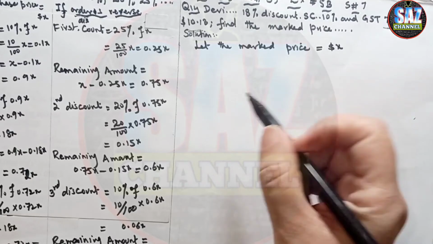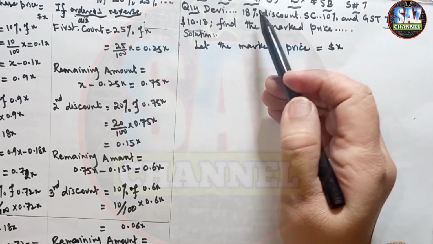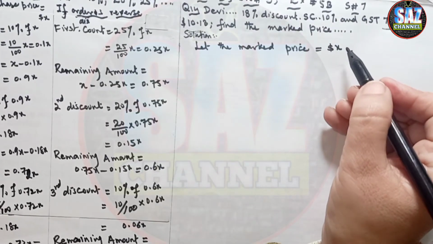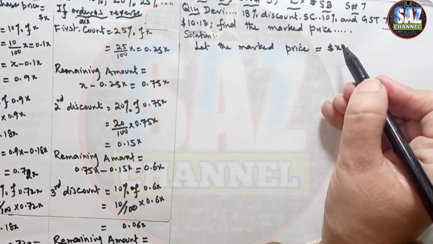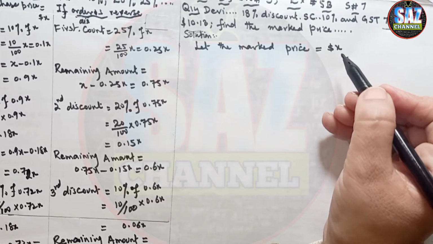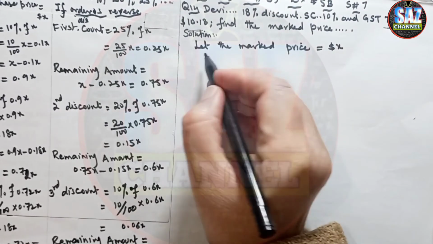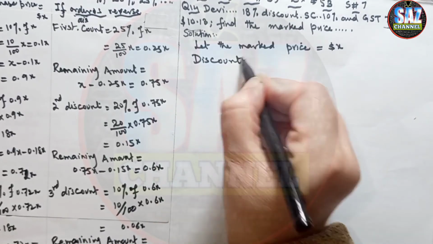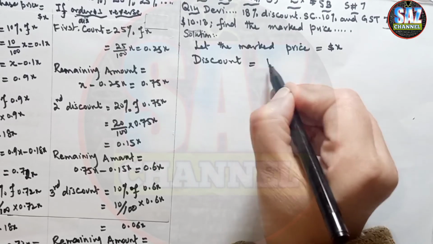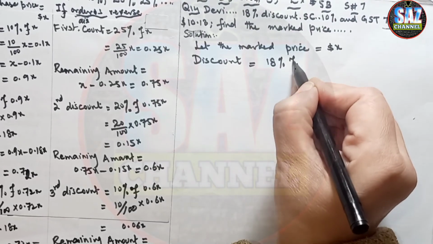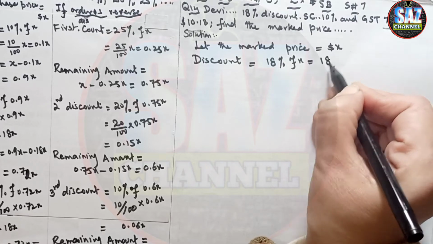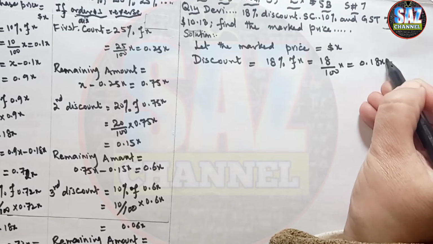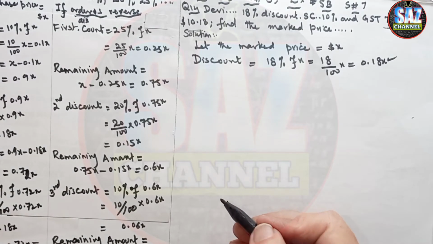Now what is happening, she is given a discount of 18%. So first of all we have to find how much discount is given and how much amount is remaining that she still has to pay. So discount will be equal to 18% of x, or that is 18 over 100 x, or 0.18x. This is the amount of discount which is given to her.